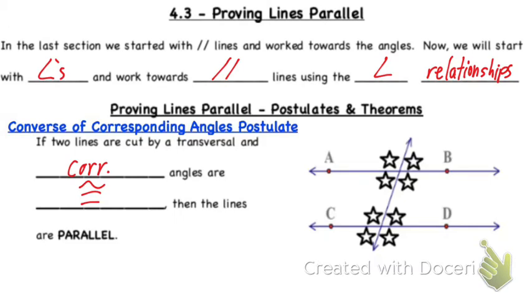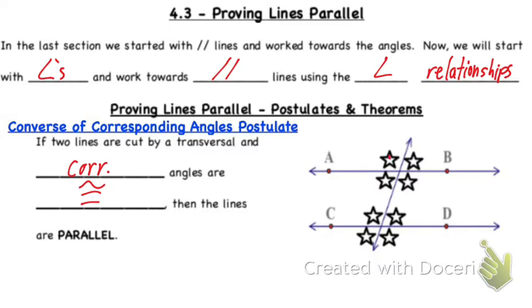The converse idea, like we did before? Switching the order. Are these always going to be true? Yeah, these converses are true. These are going to be postulates and theorems, meaning that these are 100% true. So if you have corresponding angles congruent, you can know that the two lines cut by the transversal are in fact parallel.